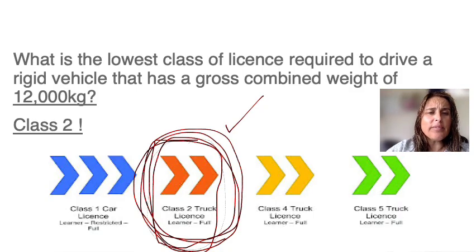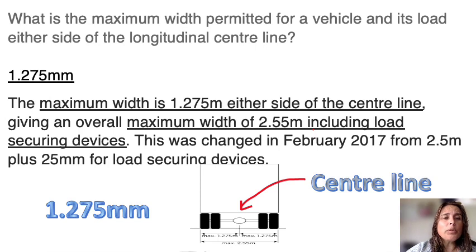What is the lowest class of license required to drive a rigid vehicle? Remember, rigid's not moving so freely. That has a gross combined weight of 12,000 kgs. Class 2.